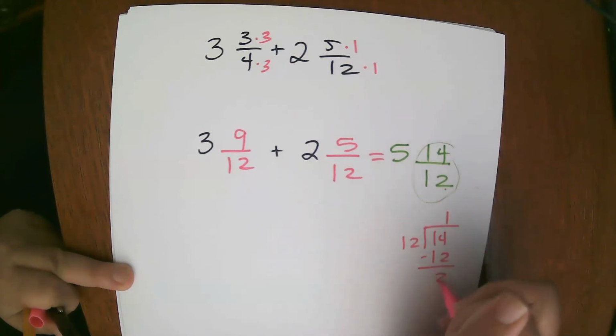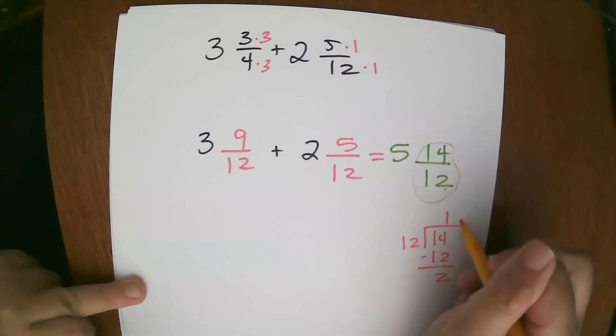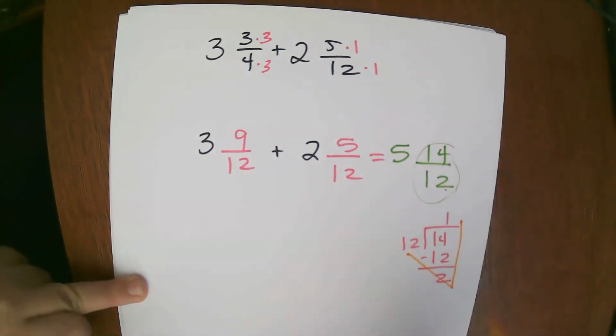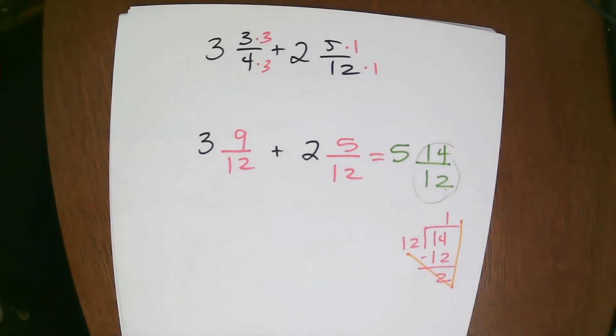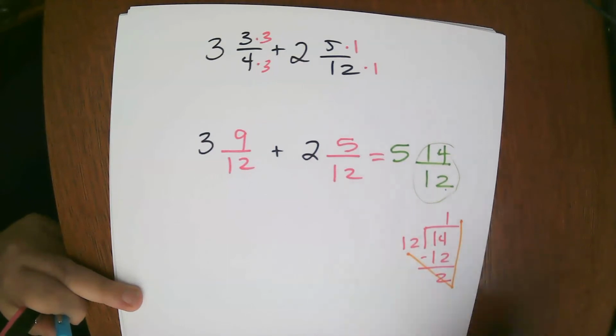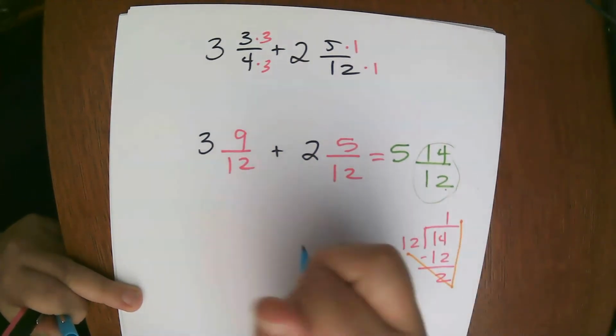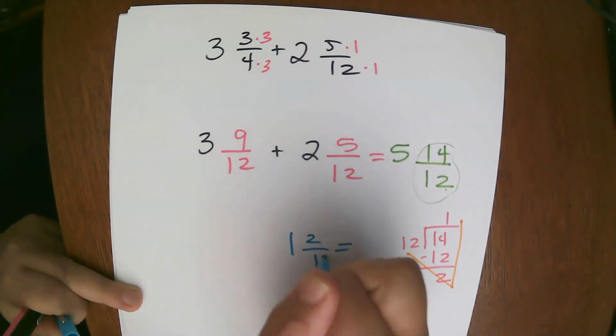We need to divide. 12 goes into 14 once. 12 times 1 is 12. 2 left over. Ice cream scoop. 1 stop, 2 stops, 3 stops. So this becomes 1 and 2/12, right?